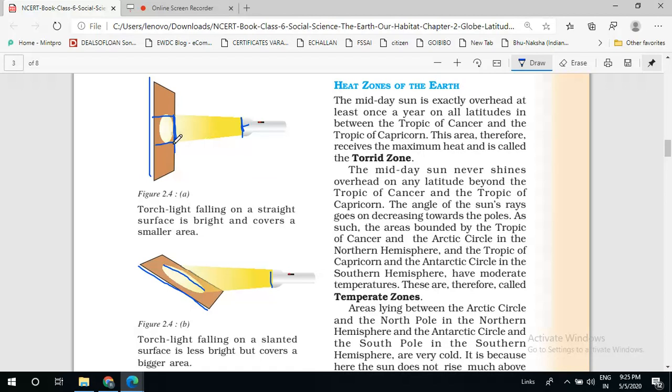Now, in this area, we find that the light of the sun is straight. This is what we are saying, that the midday sun is exactly overhead. It means the sunlight, or the ray of the sun, is falling straight, and that is the reason this area receives the maximum heat, and this is called the torrid zone. You underline all these in your notebook.